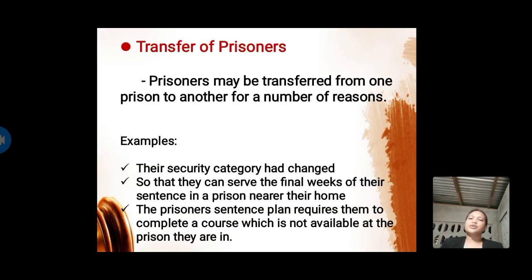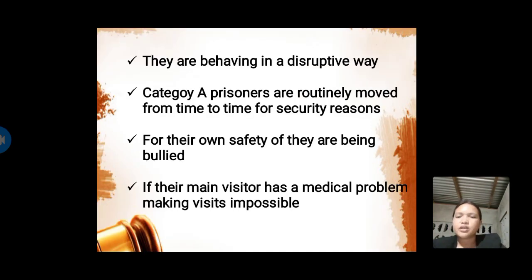So a prisoner may be transferred from one prison to another for a number of reasons. One example is their security category has changed. Next is so that they can serve the final weeks of their sentence in a prison near their home. Next is the prisoner's sentence plan requires them to complete a course which is not available at the prison they are in. Next is they are being disruptive.